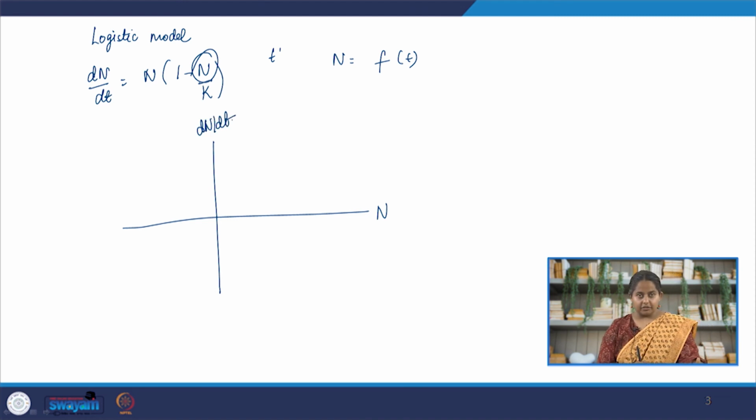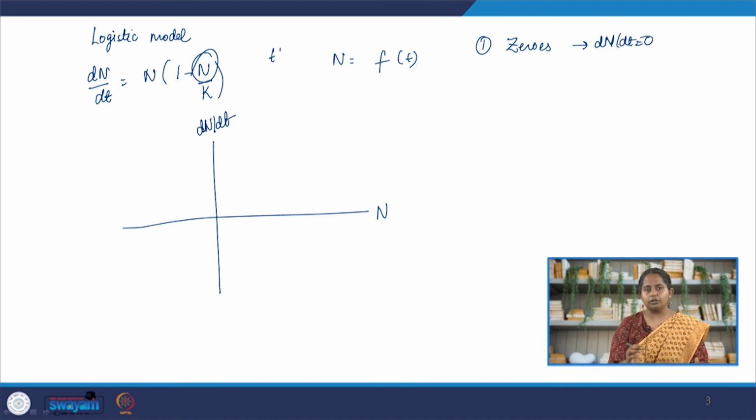Pay attention here, students, this is very important. The first thing we want to do is find the zeros. So, zeros are when your velocity, your rate at which things are changing, is 0. That is when the curve that you are going to plot is going to intersect with the x-axis. So, in this case, what I want you to do is make dn by dt equal to 0. So, now you have n times (1 minus n by k) equal to 0.